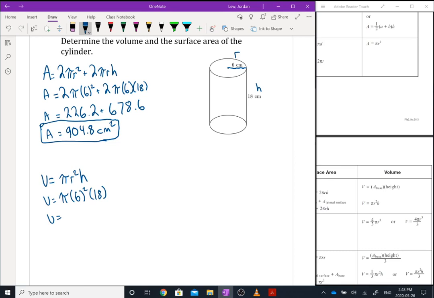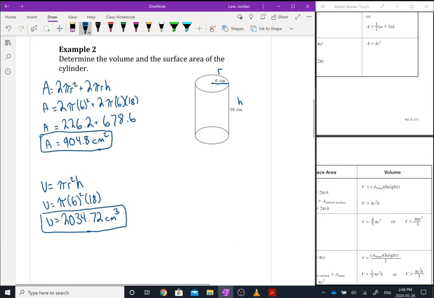Remember your BEDMAS, you have to do brackets, then exponents. So it's 6 to the power of 2 only. It's not pi times 6 and then to the power of 2. And we should get a final number of 2034.72. And we are dealing with centimeters, and because it's volume, it is centimeters cubed. So that is the volume of our cylinder.